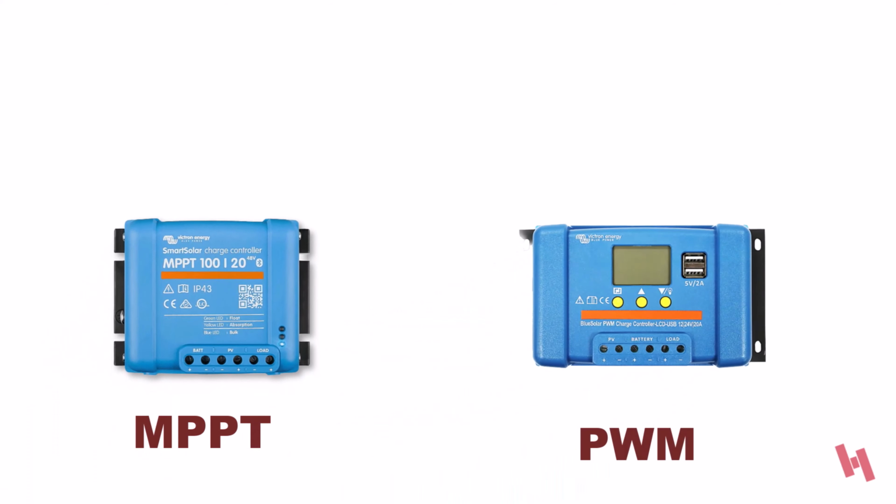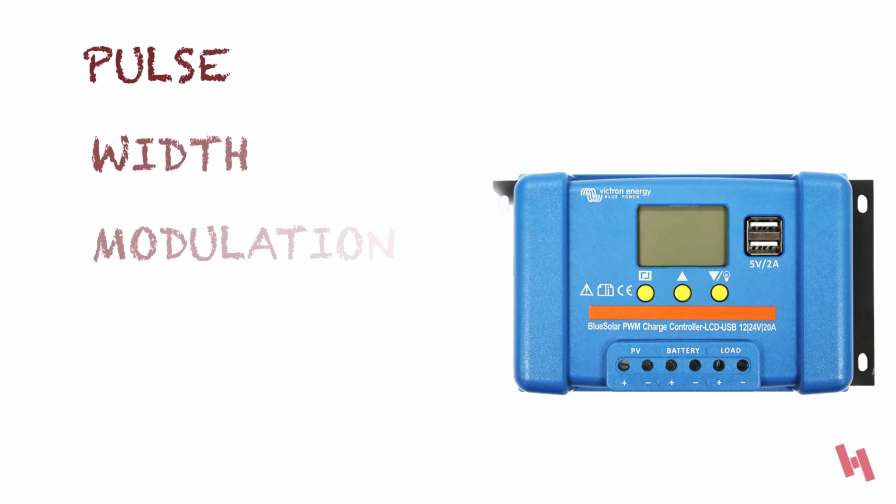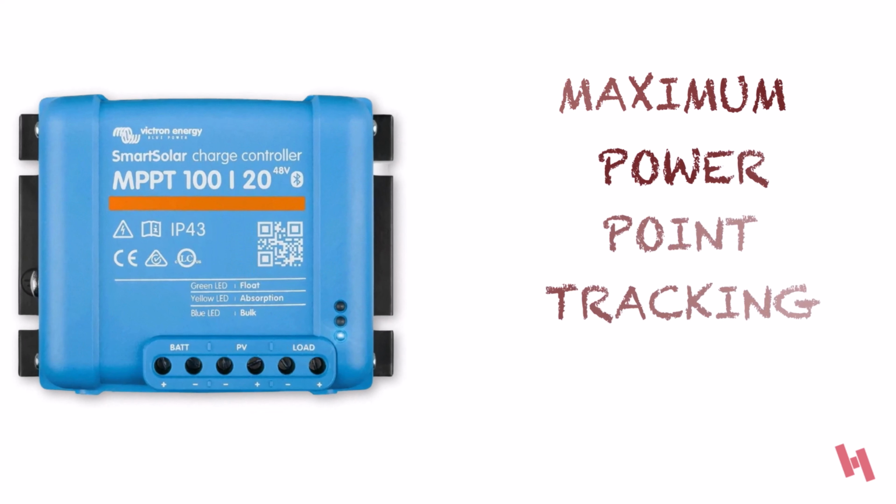Okay, so I'm going to be talking about charge controllers. There are two major types of charge controllers, which is MPPT and the PWM. The PWM is pulse width modulation. I'll tell you why it's pulse width modulation. And then you have the MPPT, which is maximum power point tracking. So let's look at the charge controller.